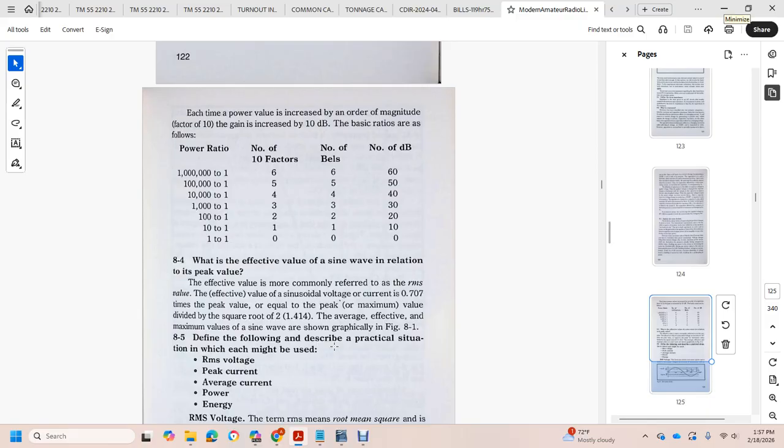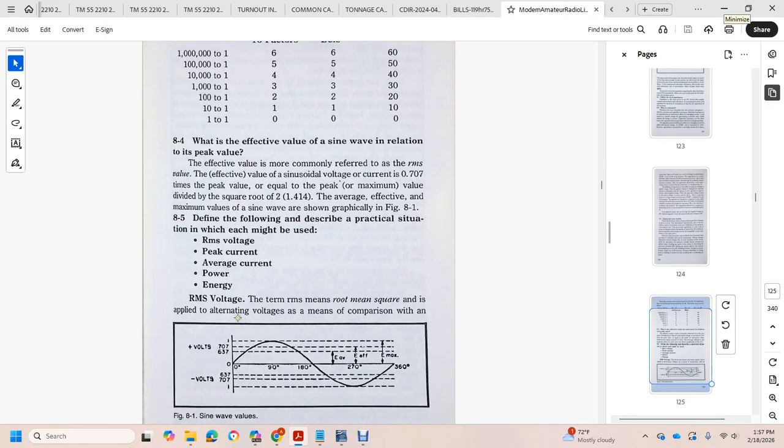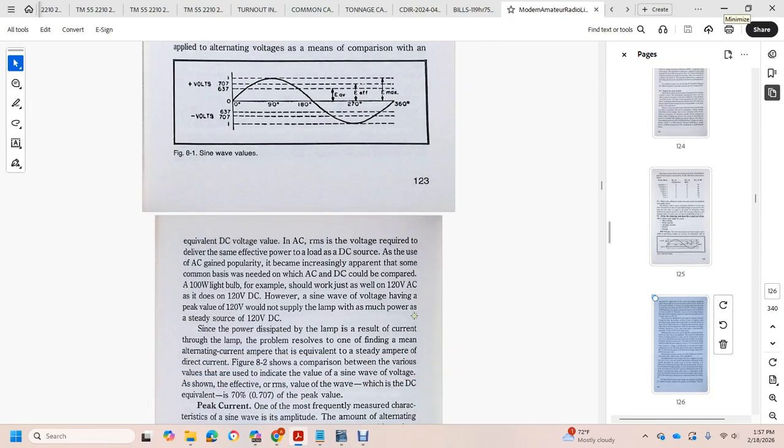Defining the following terms describes the particular situation in which each might be used: root mean squared voltage, peak current, average current, power, and energy. Root mean squared voltage: the term means root mean square, RMS, applied to alternating voltage, meaning a comparison with an equivalent DC voltage value. The AC root mean square voltage is required to deliver the same effect to the power load as the DC power source.